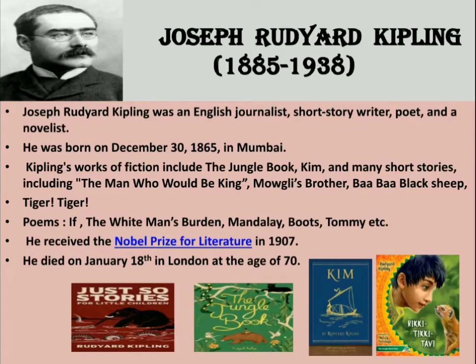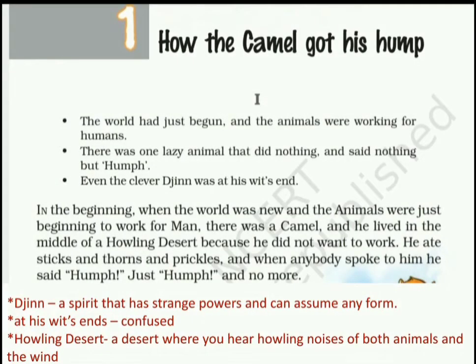Now, let us move on to the lesson. How the Camel Got His Hump. This is a story from Rudyard Kipling's collection called Just So Stories. The story is set in Arabia when the world was new and camels did not have humps. The author tells us about the time when the world had just begun. The animals were working for humans. There was one lazy animal that did not want to work and said nothing but hump.